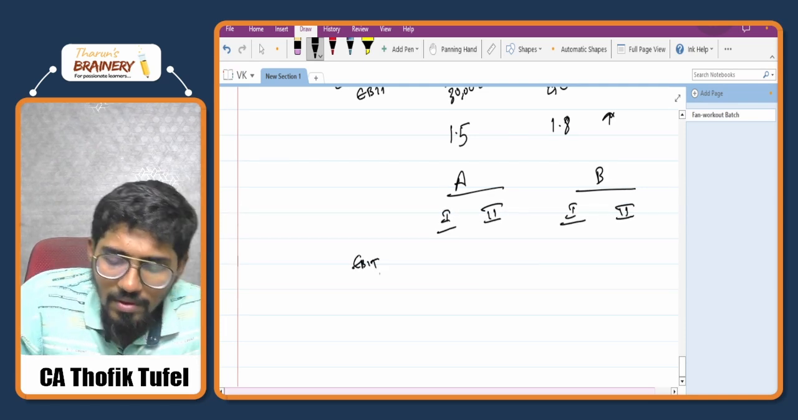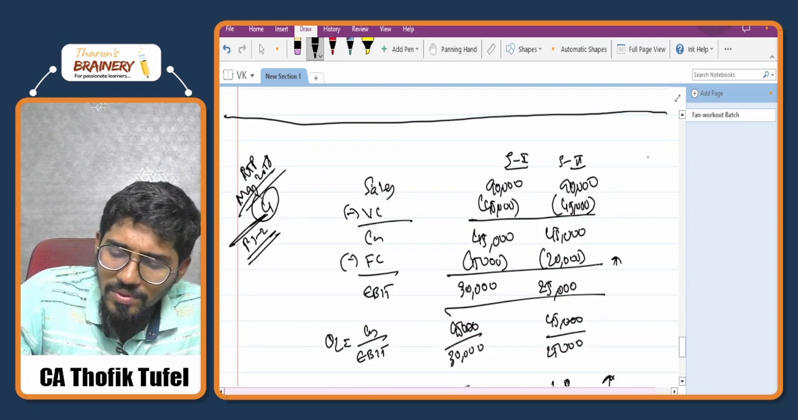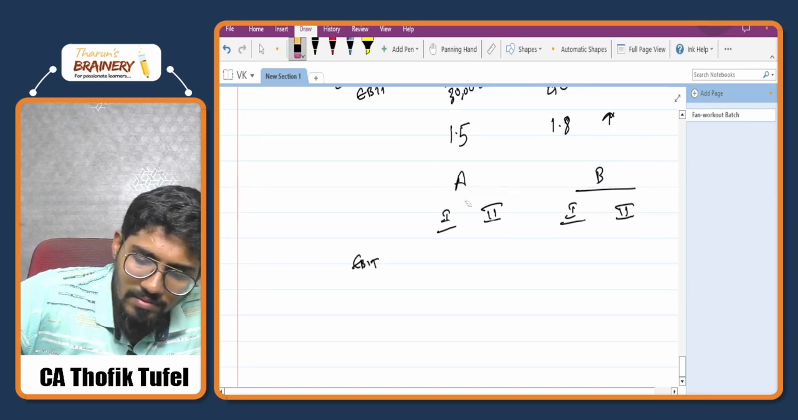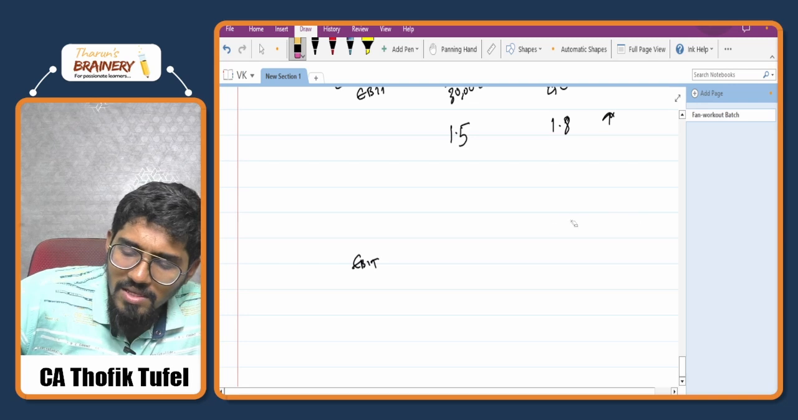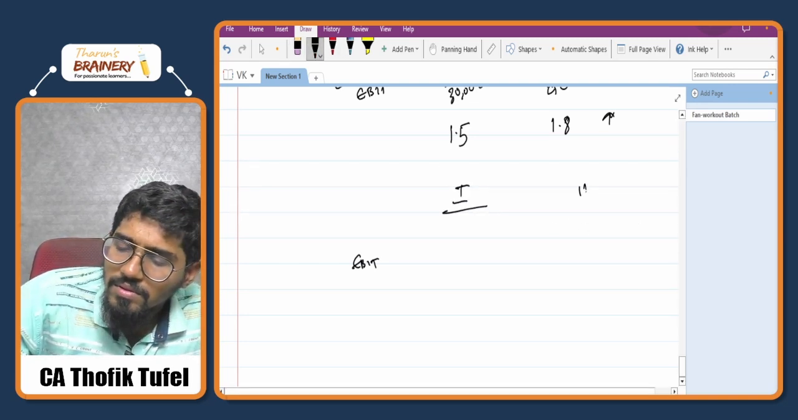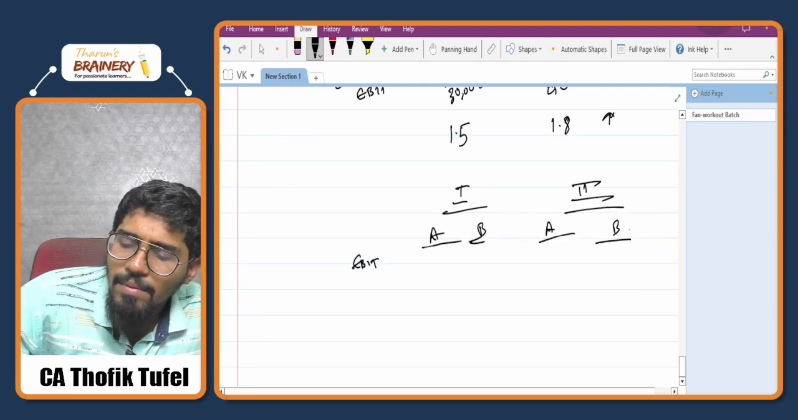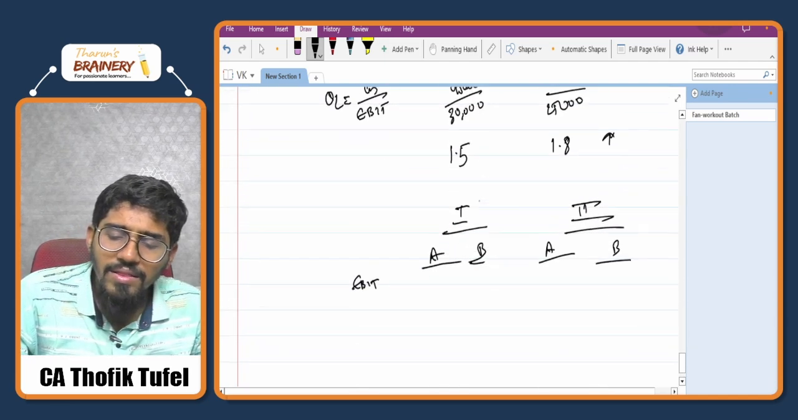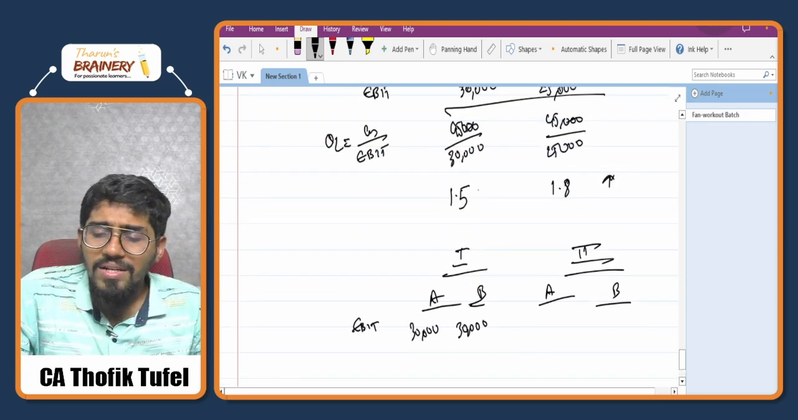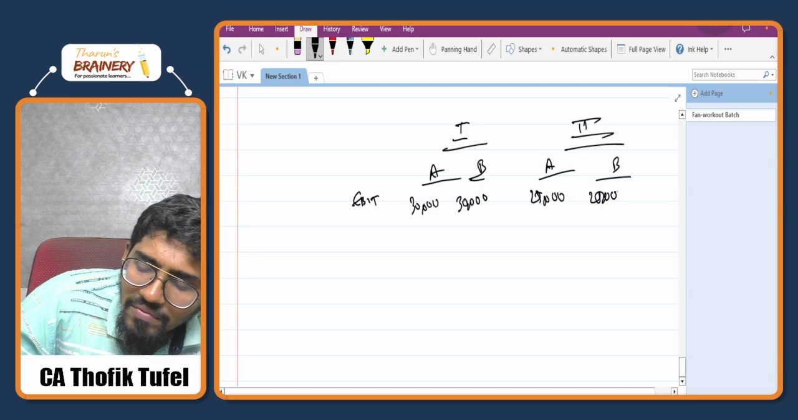Let me go situation wise. Situation 1, situation 2, right? We can make the format a little easier. So let me go situation 1, situation 1, situation 2, situation 2, with plan A, plan B, plan A, plan B. What is the EBIT in situation 1? 30,000. So 30,000 and 30,000. EBIT is not changing. What is the EBIT in situation 2? 25,000. So 25,000 and 25,000.